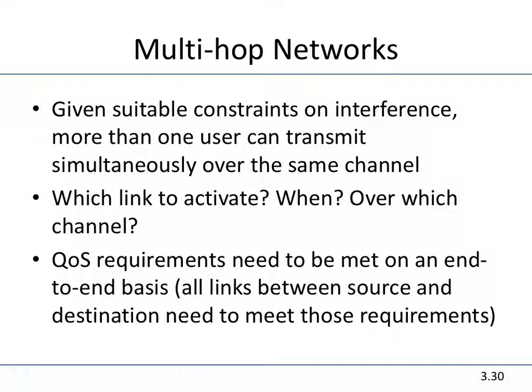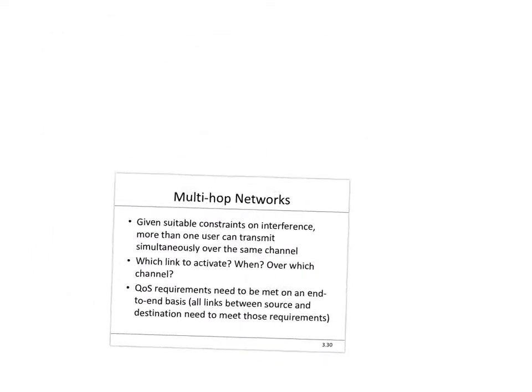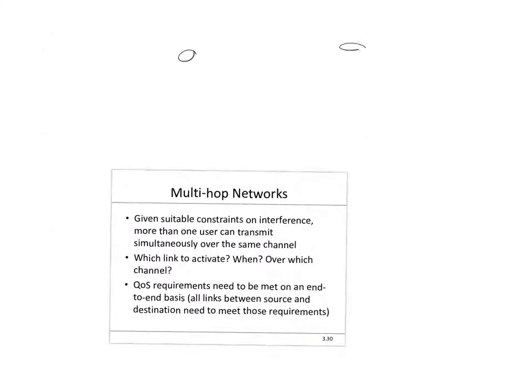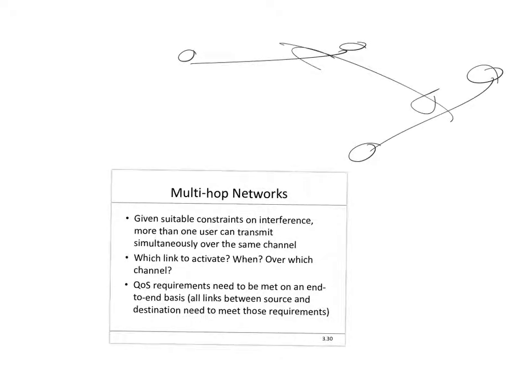So these links interfere with each other. Because remember, we said that if you have one node communicating to one node, and here there is another node communicating to another node, these nodes interfere with each other, right? Because whatever is sent from here goes here. And whatever is sent from here goes here and goes here, right? So there is a certain level of interference.